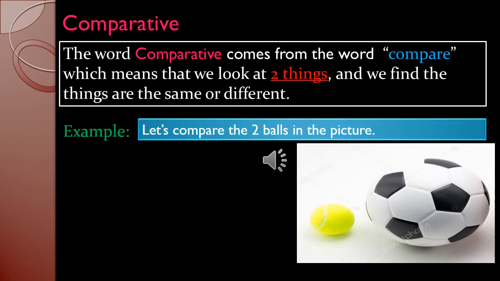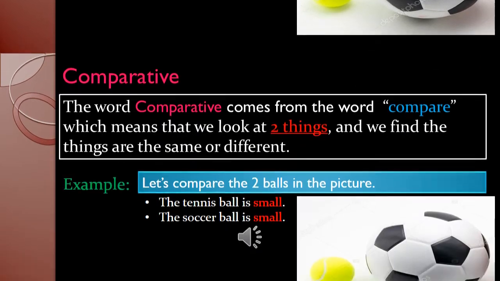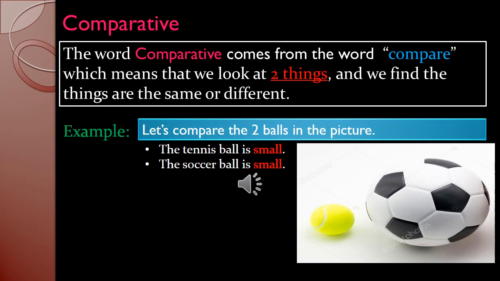In our example, let's compare the 2 balls in the picture. The yellow one is a ball used for a sport called tennis, and we call it a tennis ball. The black and white ball is a soccer or football ball. In our sentences, we will use soccer. From this, we can make 2 very easy sentences. The tennis ball is small. The soccer ball is small.